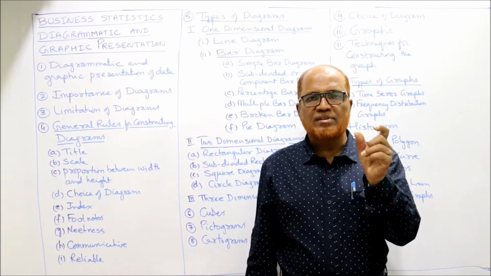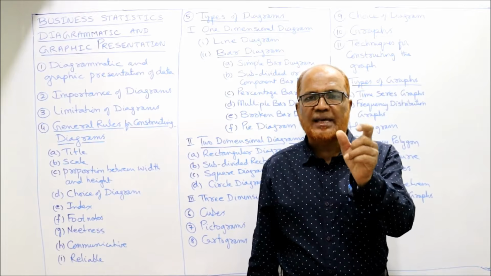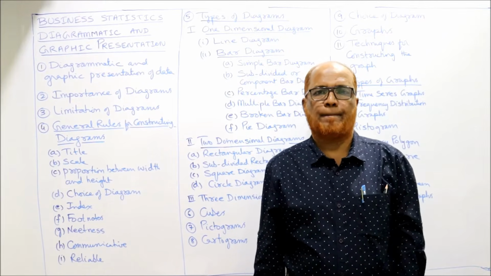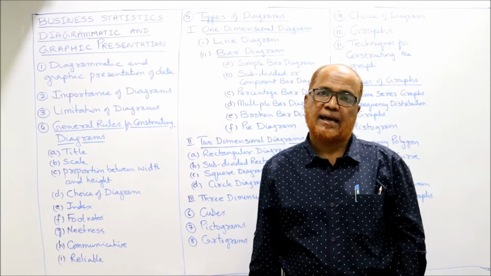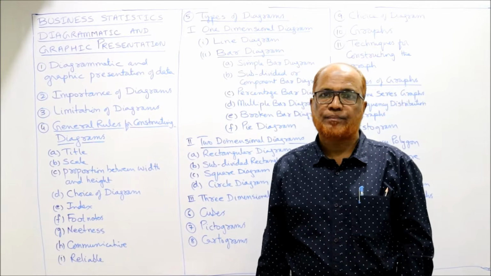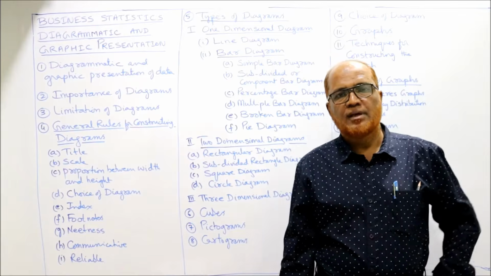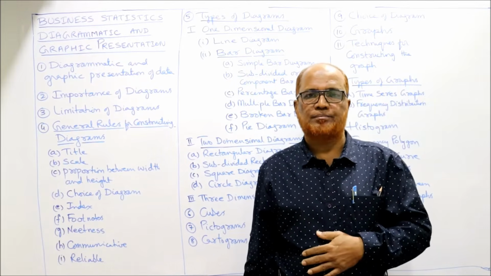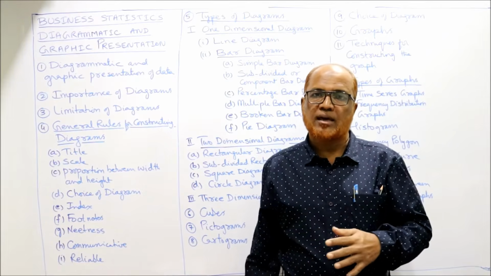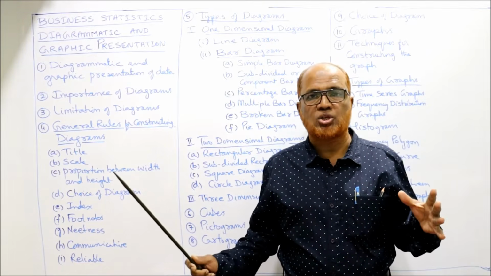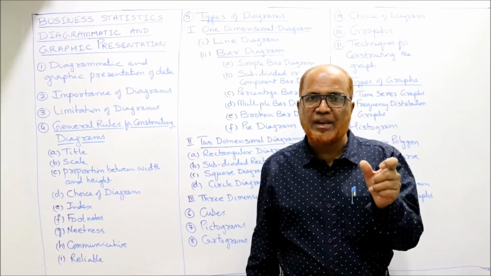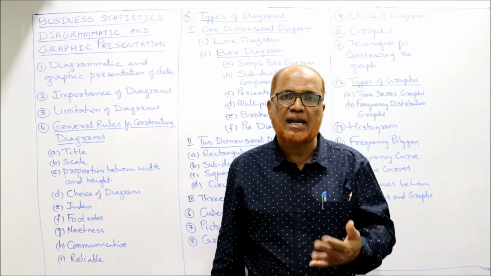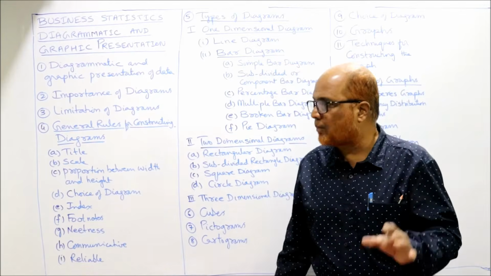Every diagram should have a suitable title which should explain the intention of making that diagram. What is the idea behind the diagram? So it should have the title. Secondly is scale. The scale used or the size of the diagram should be appropriate. The diagram should neither be very large nor very small. It should be clearly visible and understandable. So the size should be appropriate.